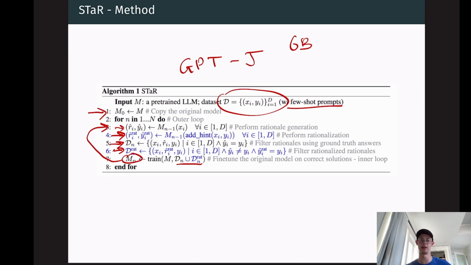The hypothesis being that this model is going to be better at providing rationales than the previous generation of model because it's been fine-tuned on rationales. And then we repeat this process. One thing to note is this model that gets fine-tuned is the original model M. This is not M_N minus 1. Because otherwise the data is going to end up having autocorrelation, and it's not going to be IID.